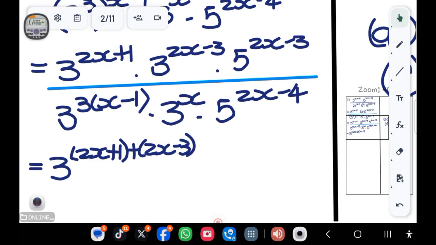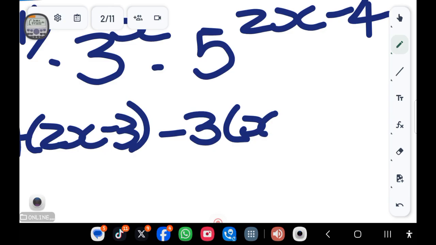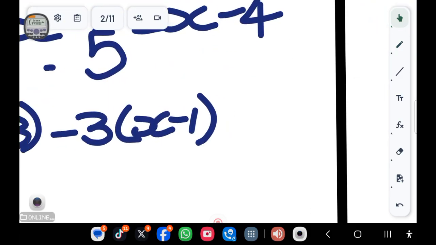Minus 3 to the power of, minus 3 in brackets x minus 1, because this is for the power at the bottom. We subtract that. Same thing over here, we subtract the x.